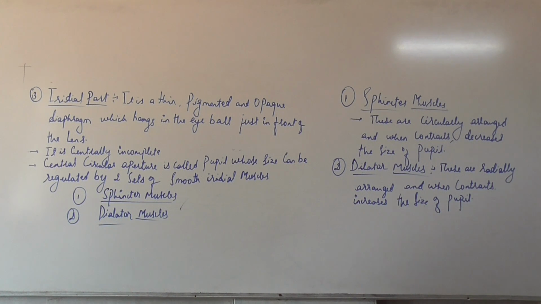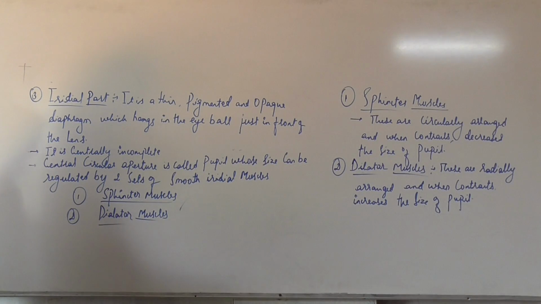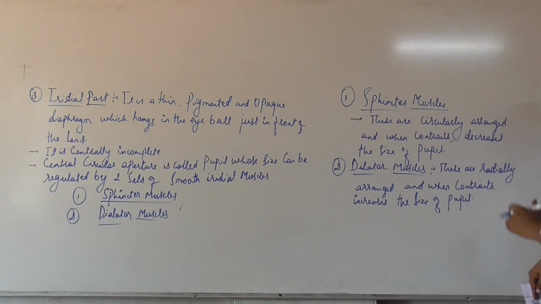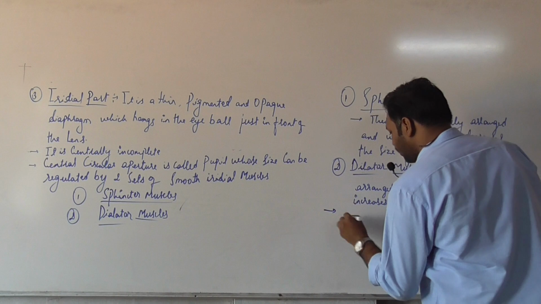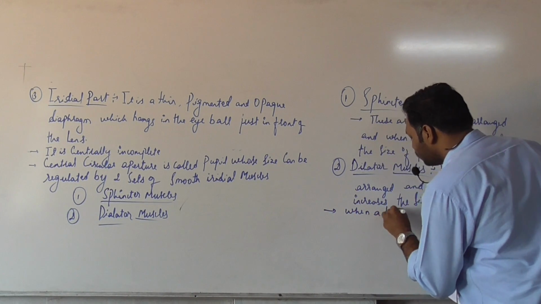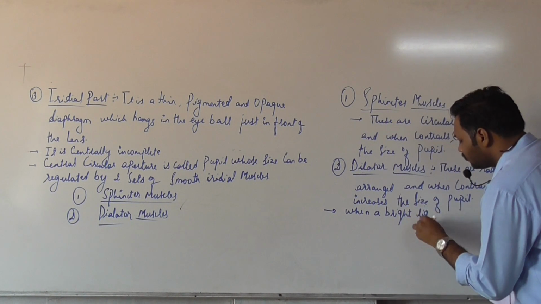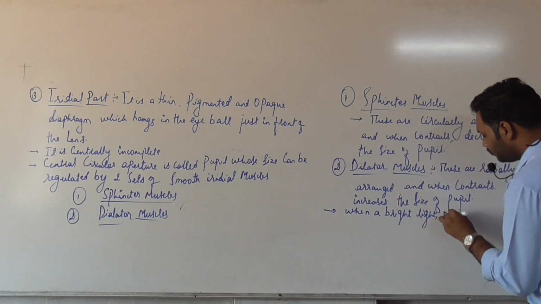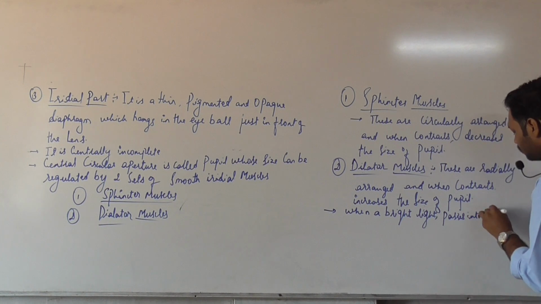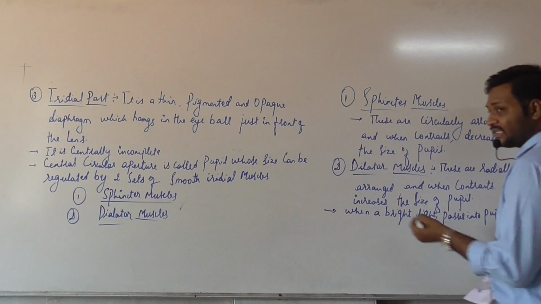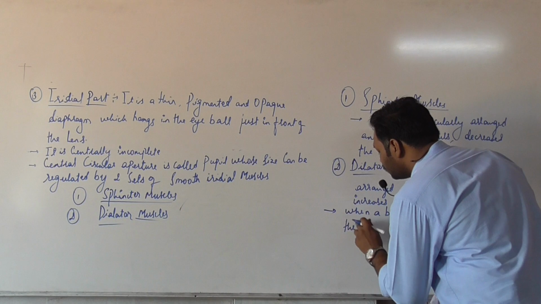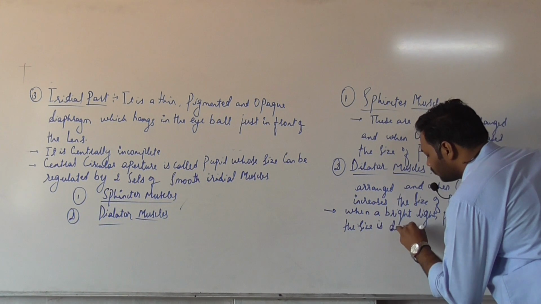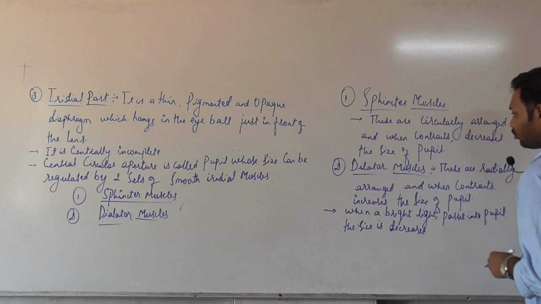Let's see about the neurons, which are associated with the movement of the eyes. So basically, a point which is associated with the pupil: when a bright light passes into the pupil, the size is decreased. Whose size? The pupil size will be decreased. The size is decreased due to why?